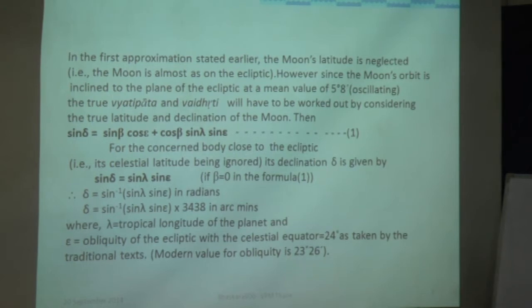But as I said earlier, we have considered beta equals 0, that is, we have considered the moon on the ecliptic. Taking that, the above formula 1 simplifies very much. Because beta is 0, sine beta becomes 0, hence the first term vanishes. Sine 0 is 0, and cos 0 is 1. Therefore sine delta becomes sine lambda into sine epsilon. This gives delta as sine inverse of sine lambda into sine epsilon in terms of radians.